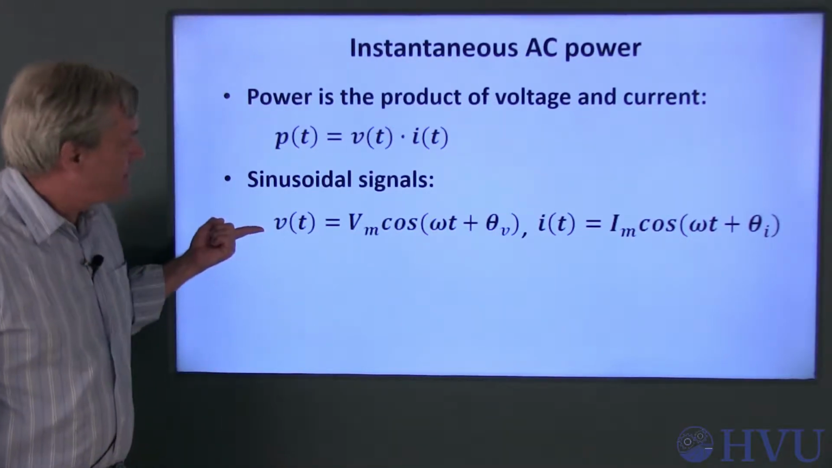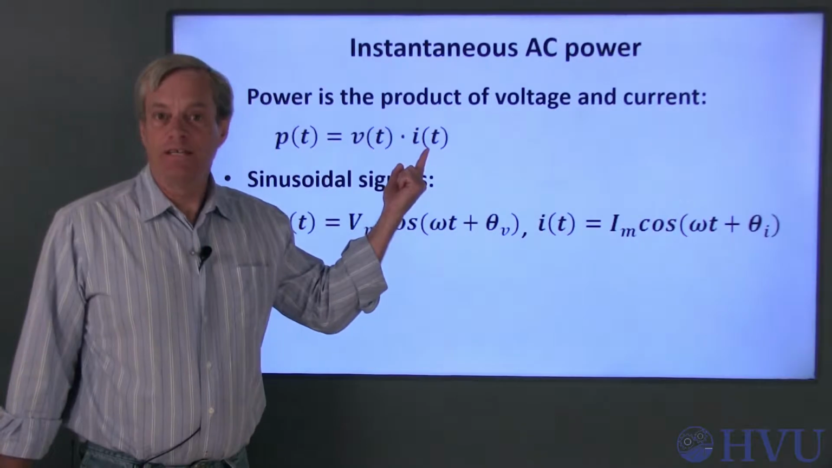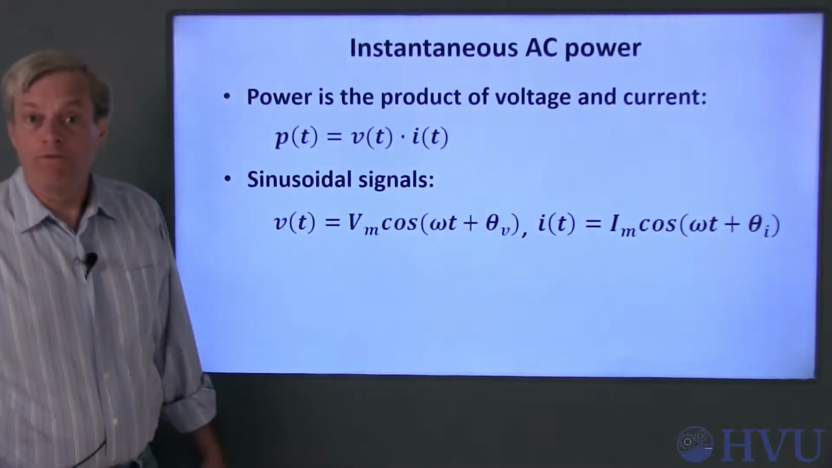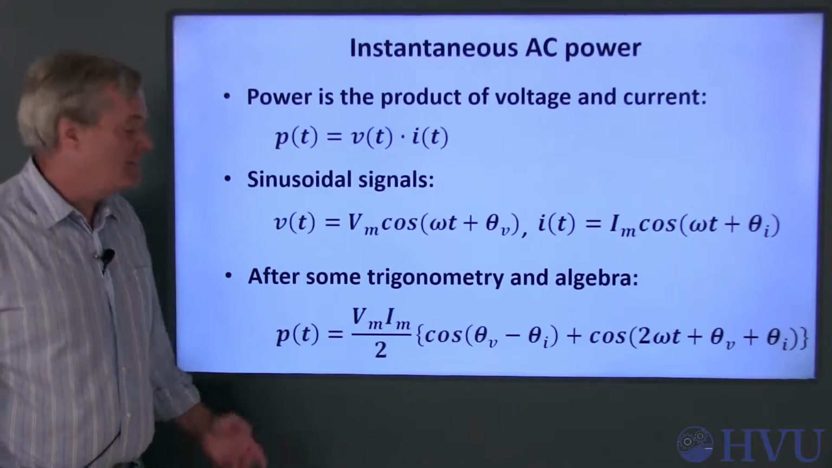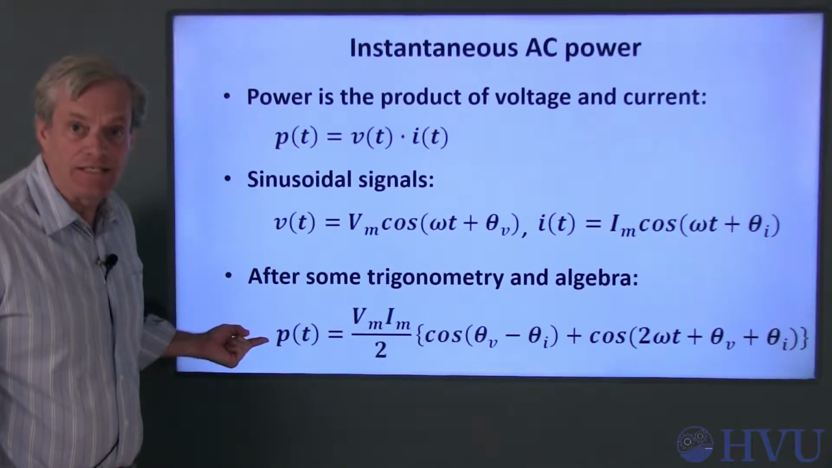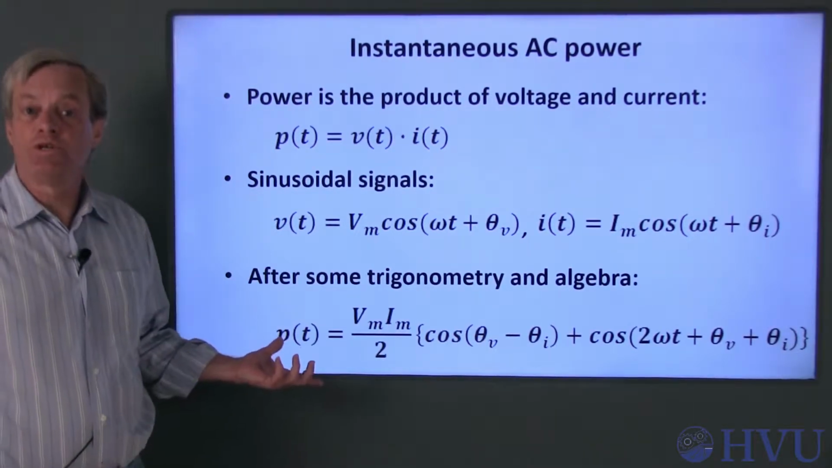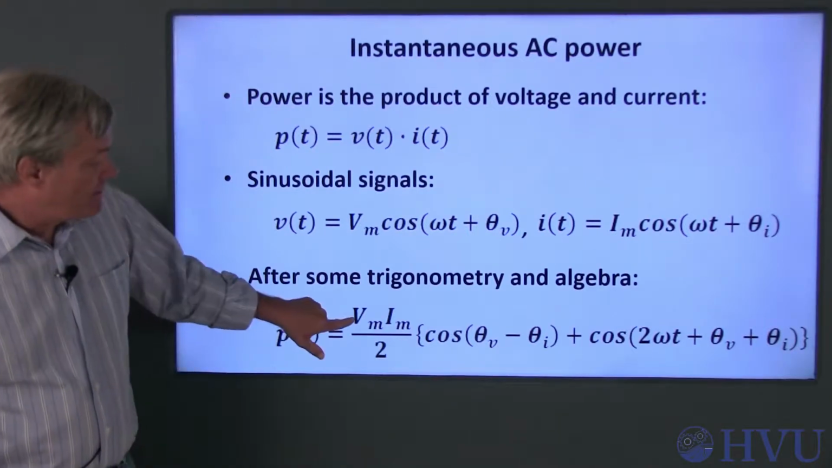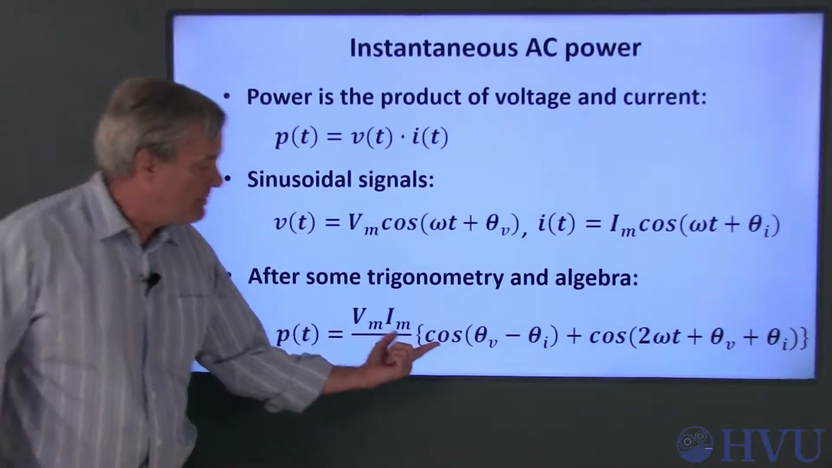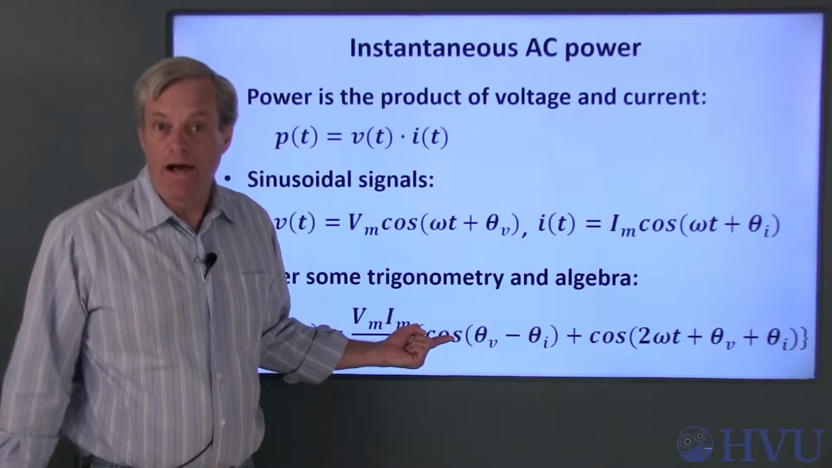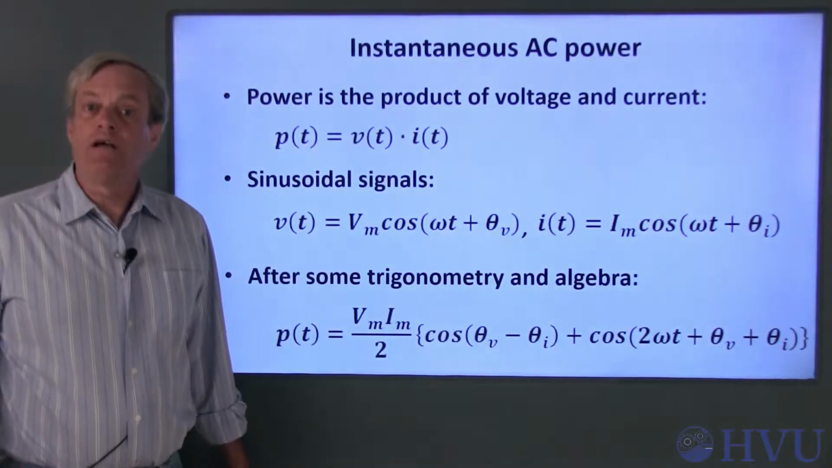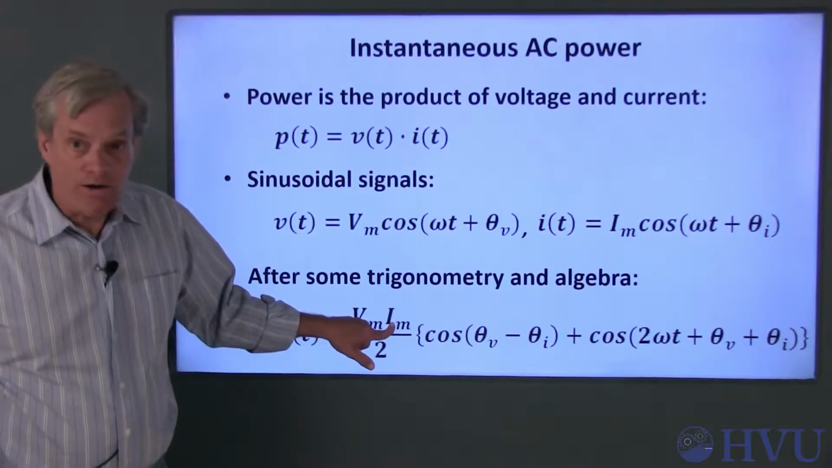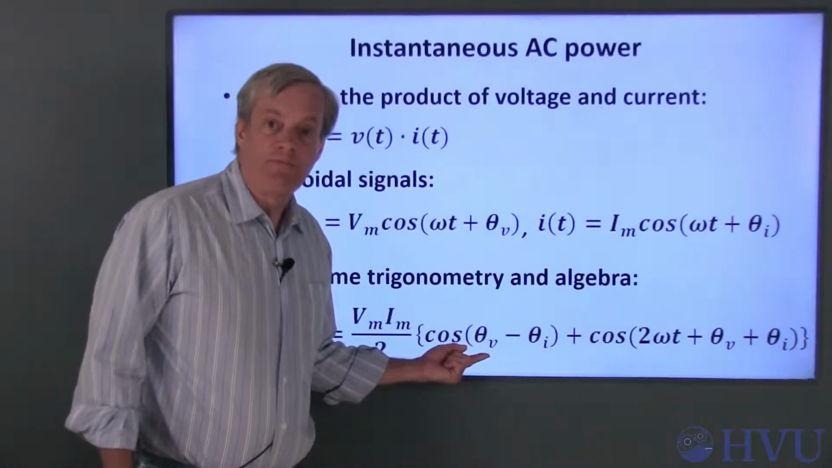If I plug these signals in for v of t and i of t in this equation, apply a few trigonometric identities, and do some algebra, I can write the instantaneous power as this. This equation consists of two terms. The first, V sub m times I sub m over 2 times the cosine of theta sub v minus theta sub I, is a constant. It depends not only on the amplitudes of the voltage and the current, but also on the phase difference between them.